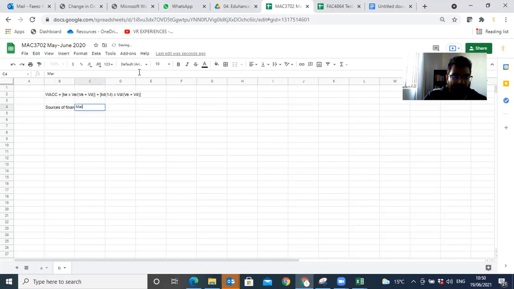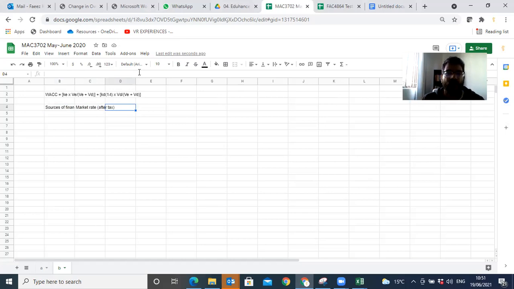Then we have market rate, and remember, we want it to be after tax. So remember, source of finance, that's the one. Market rates, that's the other. The third thing is weighting.